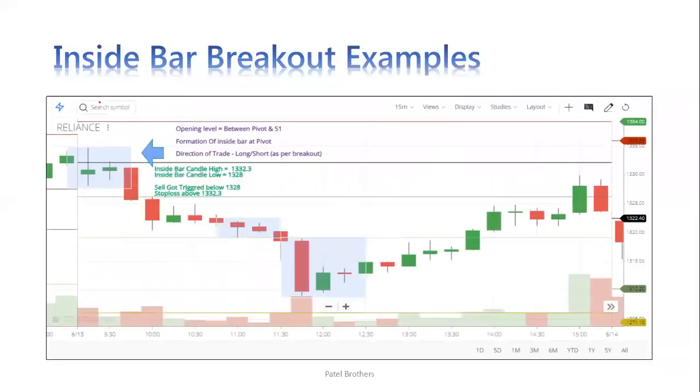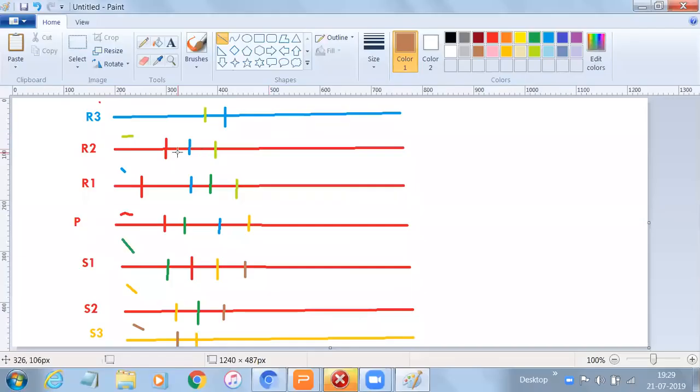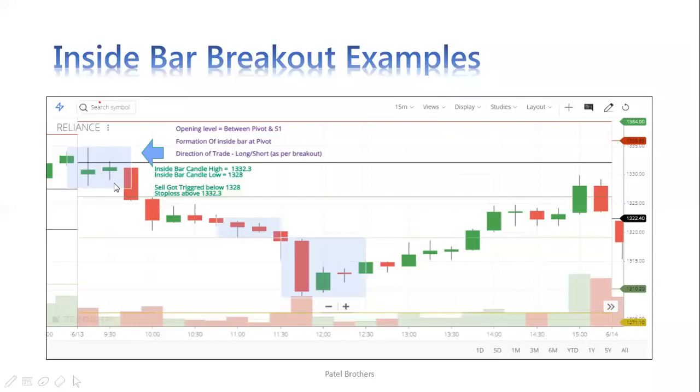So examples I am giving. Here the opening level is between pivot and S1. So here you can see that pivot and S1. So this is the case. Here it has opened and it has formed the inside bar at the pivot.